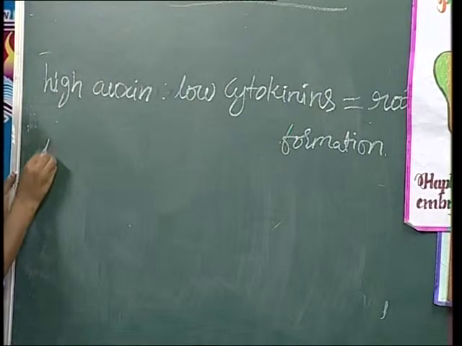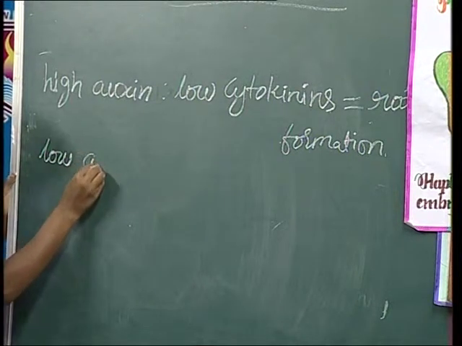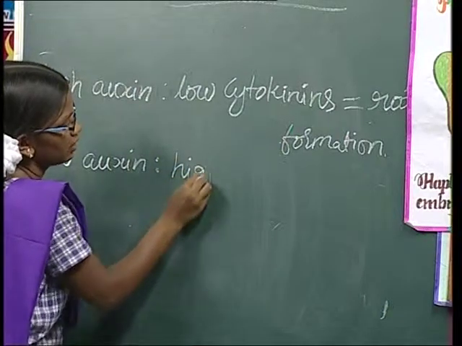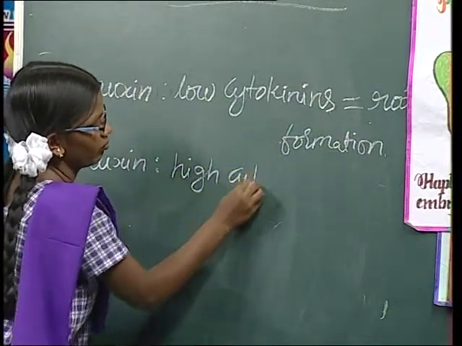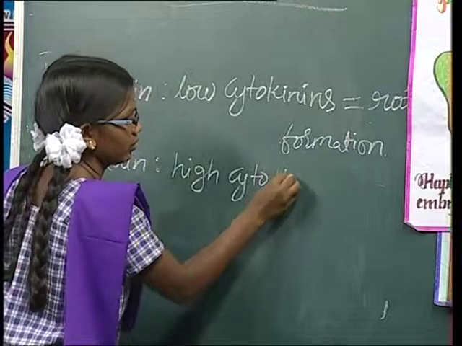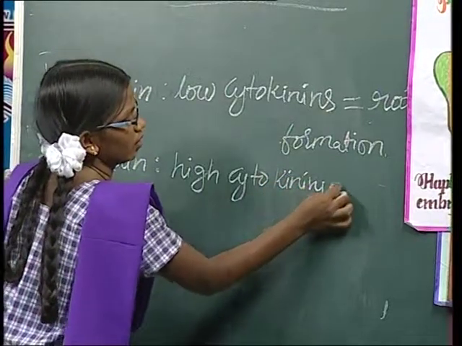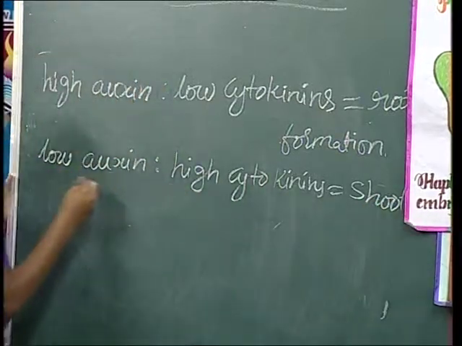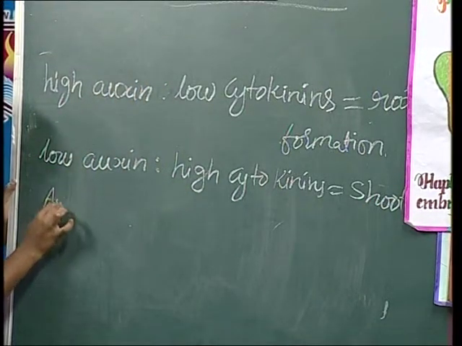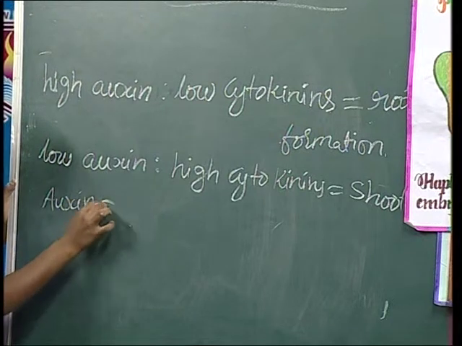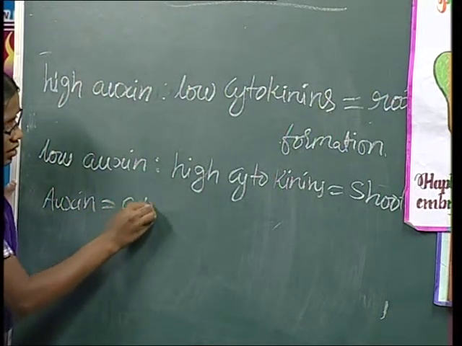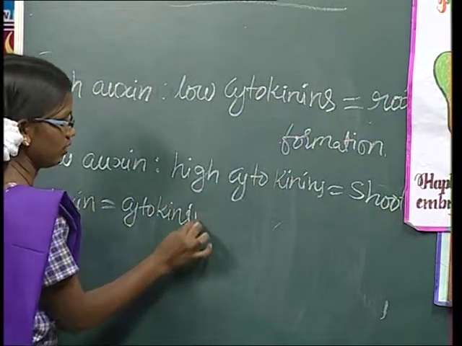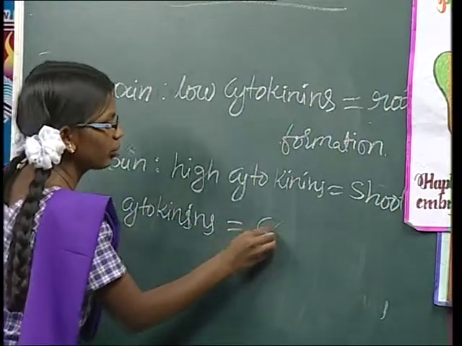Or with low auxin and high cytokinins, it results in the formation of shoot. Auxins equal to cytokinins results in the formation of callus.